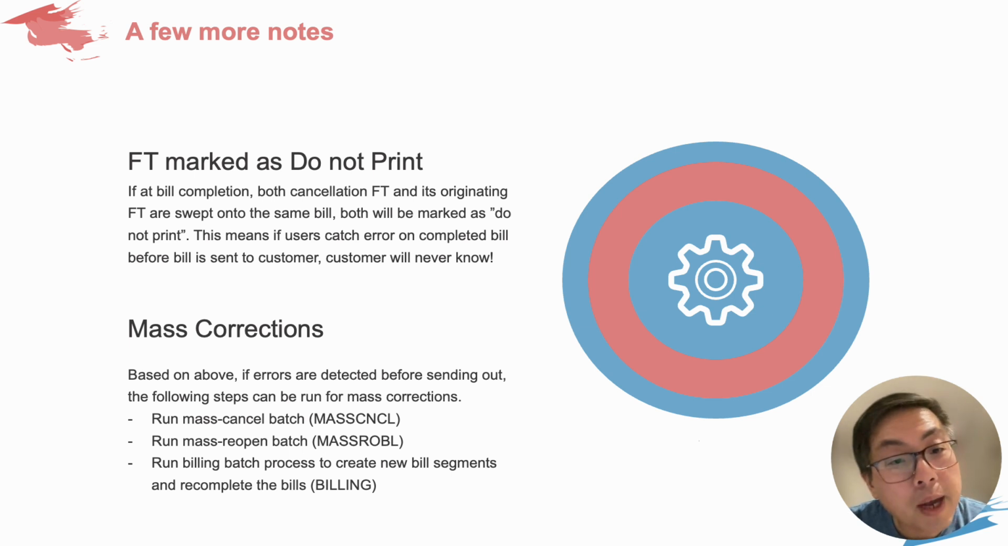For example, if your error has been detected before the bill is sent out to the customer, which means maybe last night all the bills went wrong, you can run these steps below, which are the mass cancellation, mass reopen, and the billing batch, which will rebuild the bills for last night. By running these, you will be able to mass correct all the bills in the last run.